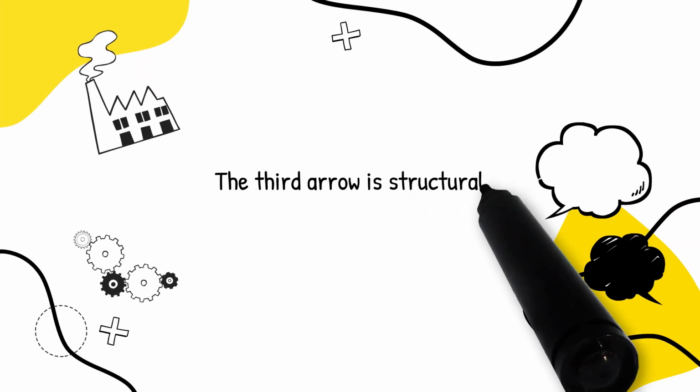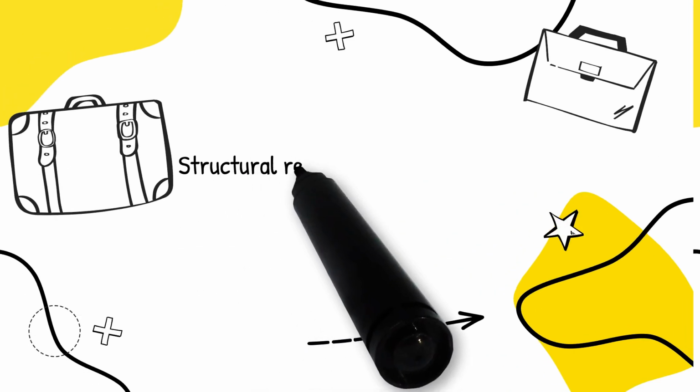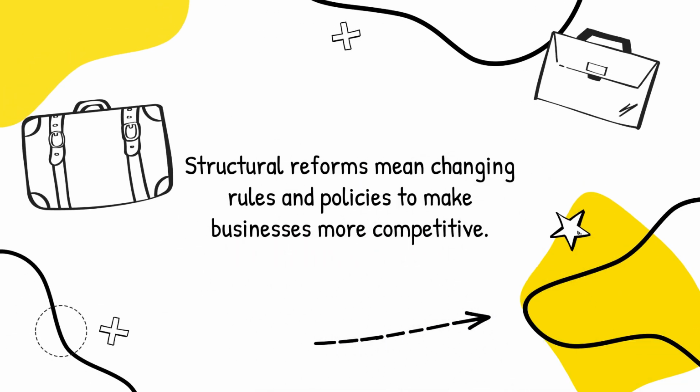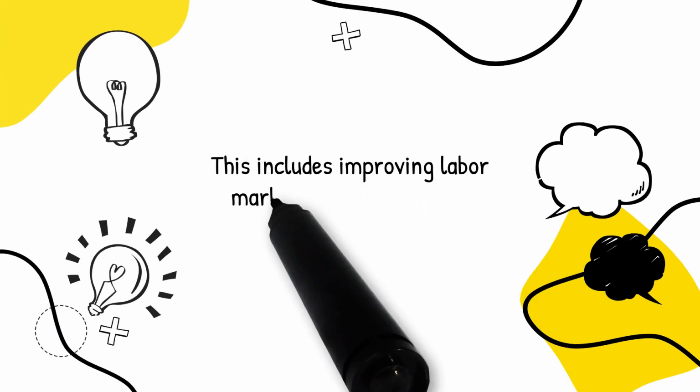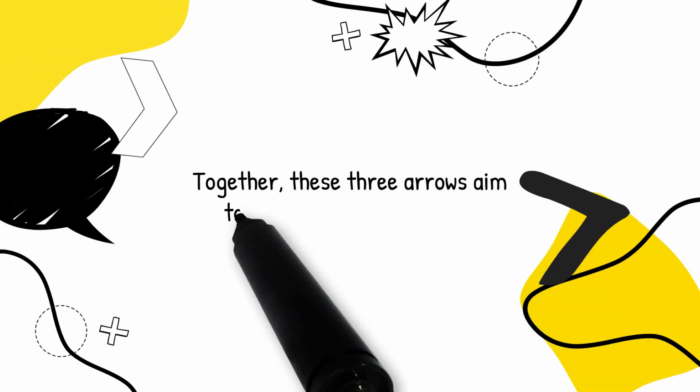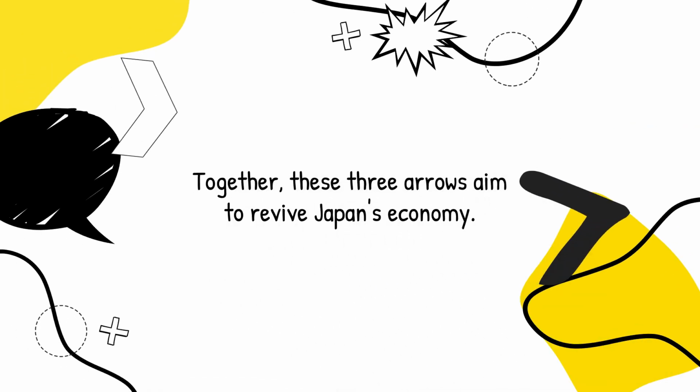The third arrow is structural reforms. Structural reforms mean changing rules and policies to make businesses more competitive. This includes improving labor markets and encouraging innovation. Together, these three arrows aim to revive Japan's economy.